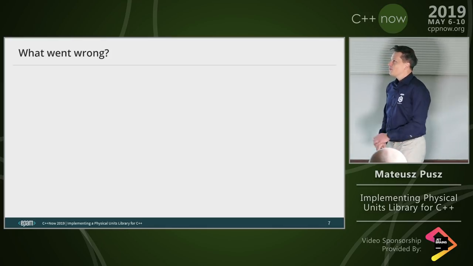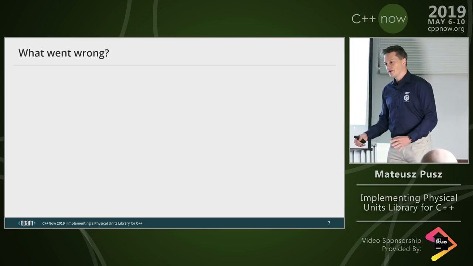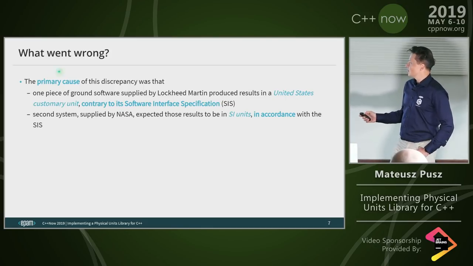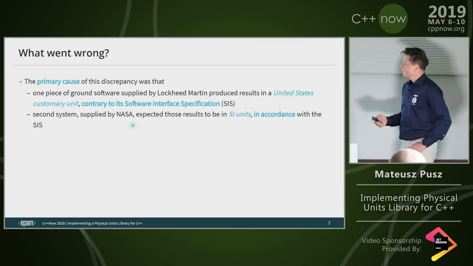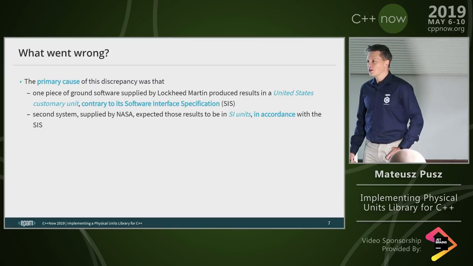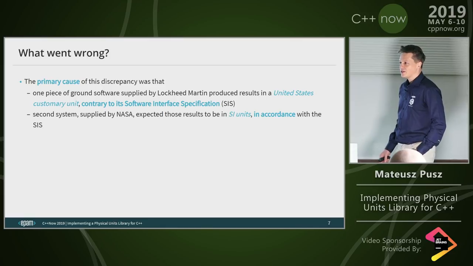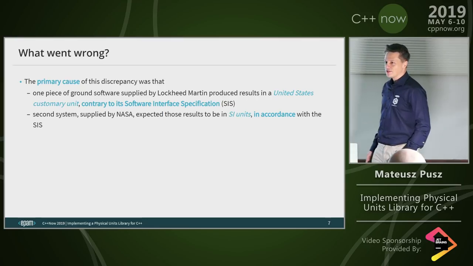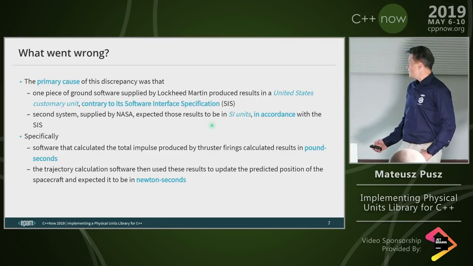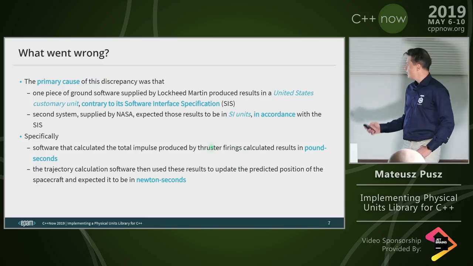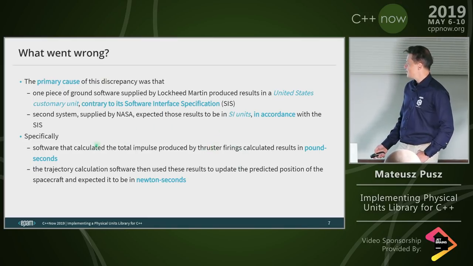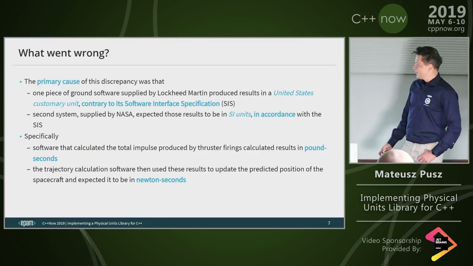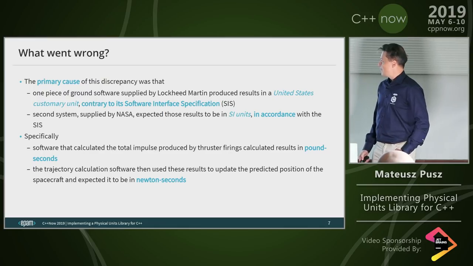What went wrong? The problem was that two teams were separately developing the code. One of the teams was Lockheed Martin, another one was NASA. NASA was implementing their code according to specifications in SI, the International Standard Units system, and Lockheed Martin did it in US customary units. Because of this, some thrusters on the orbiter were calculating stuff in pounds per second, and the other part of the software required this in Newton seconds. As a result, we lost a lot of money and time.